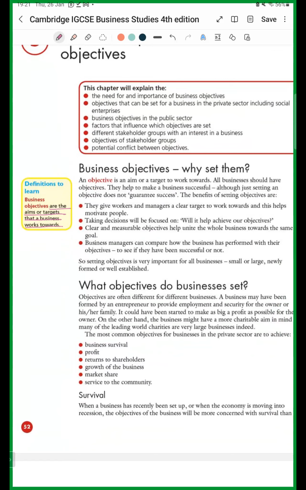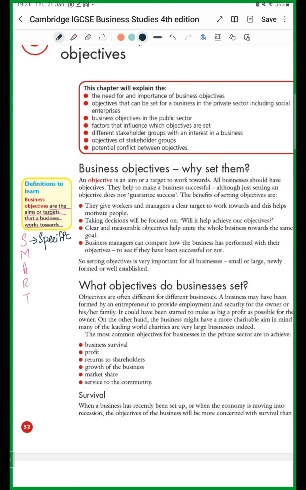So business objectives, they need to be SMART. That is the basic criteria of a business objective. Specific. So it needs to be specific.